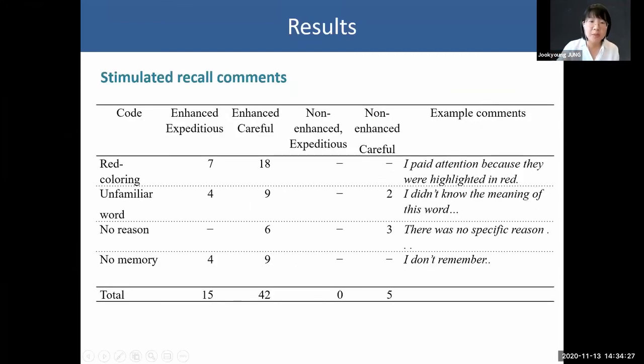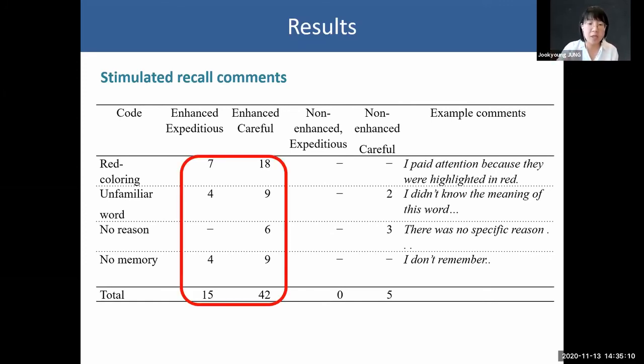And this is the coding results of stimulated recall comments. Red coloring means, as you can see here in the example comments, I paid attention because they were highlighted in red. So when they were paying more attention to the target items, and they said that it was because of the enhancement, because of the red coloring, it was coded as red coloring. Unfamiliar words, when they said, I didn't know the meaning of this word, it was marked as unfamiliar word. And no reason. There was no specific reason. I looked at that part just because. And then no memory. I don't remember that I made such eye movements.